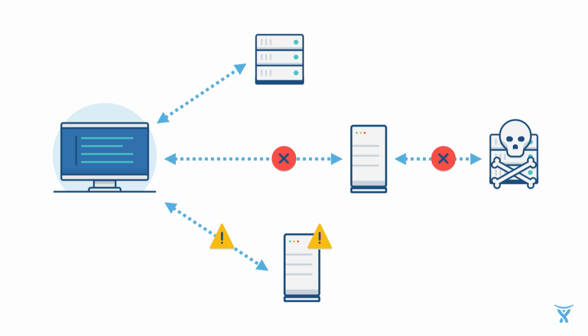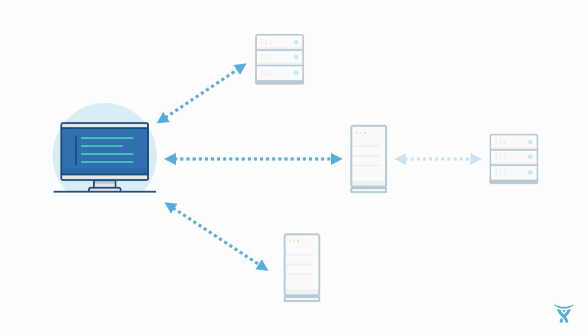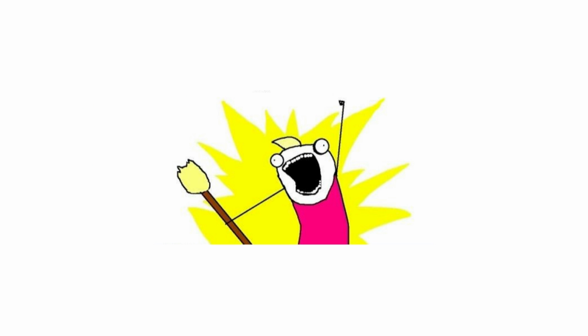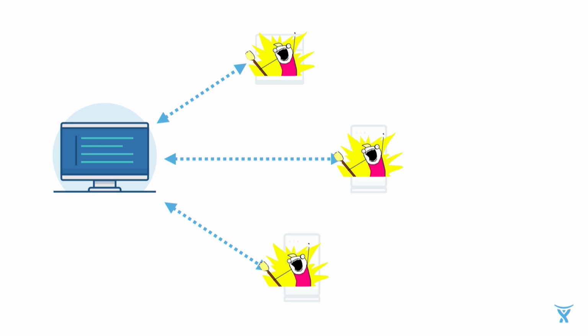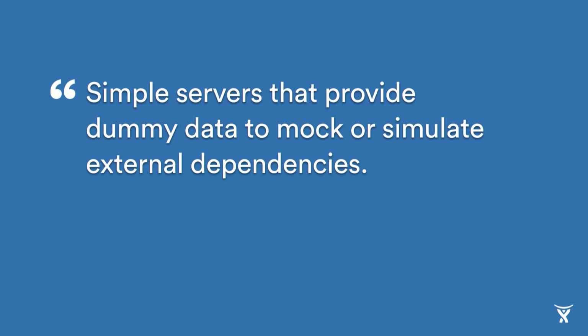So what we really wanted was to sort of depend on these services, but not really. We needed the information they were giving us. We needed to do the interaction with them, but we didn't want the extra baggage of having to deal with their uptime and them being correct. So we decided to fake all the things. We decided to create mock servers and pretend that these servers weren't really there, and instead there would be fake versions of these servers. And that is effectively what a mock server is. A simple service that provides dummy data to mock or simulate external dependencies.